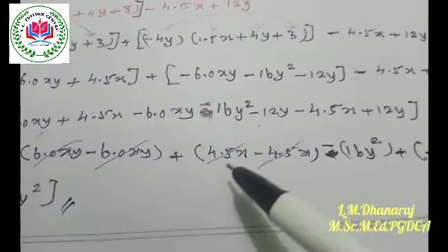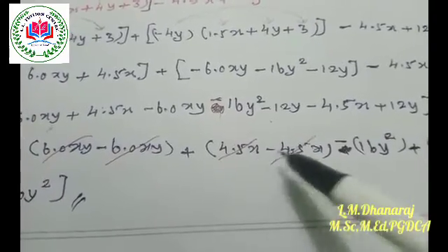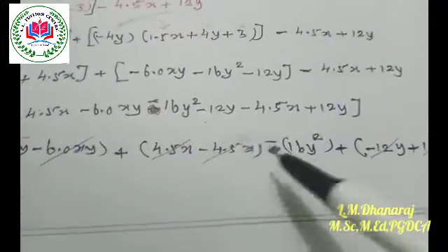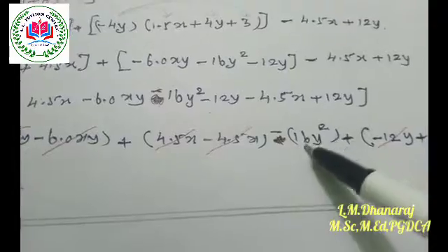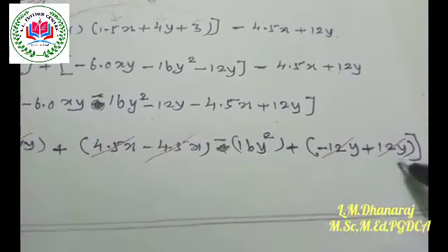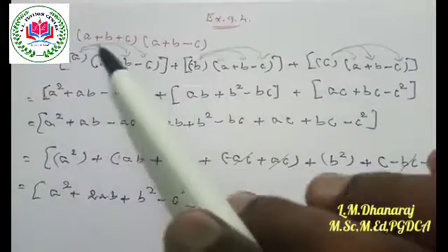And similarly, there is 4.5x and minus 4.5x, so these two terms can be cancelled. Next one is only one y square, that is minus 16y square, and plus 12y and minus 12y. Okay, there are two y terms, so these two can be cancelled. Therefore, the remaining answer is 2.25x square minus 16y square. This is the third Roman letter, 8th subdivision.